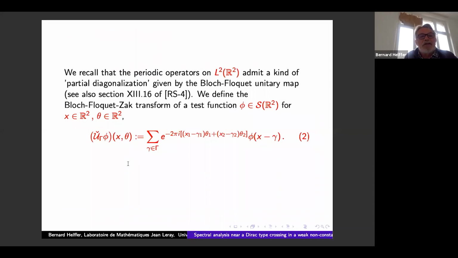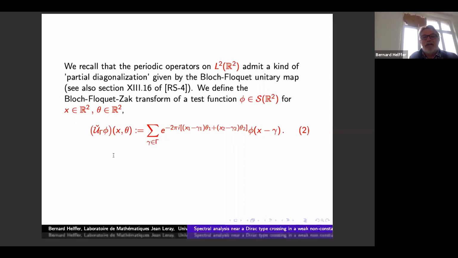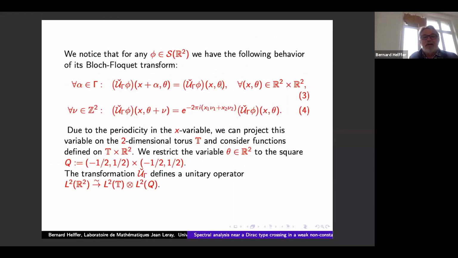And then there is a general theory, which is rather old, but you can find its presentation in the fourth volume of Reed and Simon, which is to use the so-called Bloch-Floquet-Zak transformation, which is defined here, at least for phi in S of R2, and then extends as a unitary map. So you associate to a function in S of R2 a function Ǔ_Γ phi of x, theta, which depends on x and theta, and you look only at a fundamental cell.